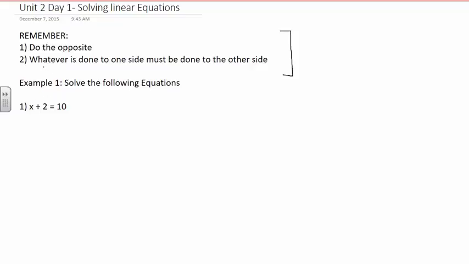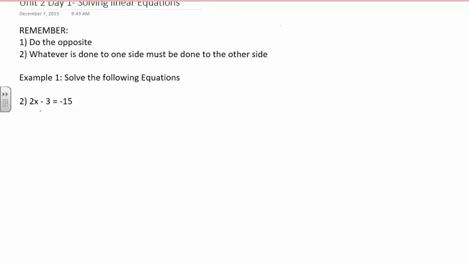And we know by our step 2 here, whatever we do to one side, we must do to the other side. So we can't just subtract 2 from this side, we also have to subtract 2 from this side. Our next line becomes x plus 2 minus 2, and we do the same to the other side, so 10 minus 2. Now, 2 minus 2 cancels out, and we're left with x equals 8. And that's our final answer, solving the linear equation.